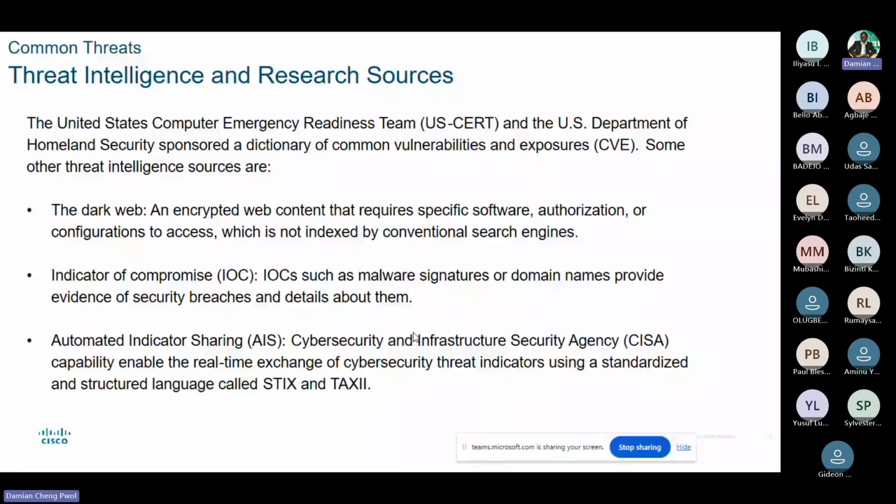Indicator of compromise, IOC. IOCs such as malware signatures or domain names provide evidence of security breaches and details about them. Automated Indicator Sharing, AIS, a Cybersecurity and Infrastructure Security Agency, CISA, capability, enables the real-time exchange of cybersecurity threat indicators using a standardized structured language called STIX and TAXII. So these are threat intelligence and research resources.